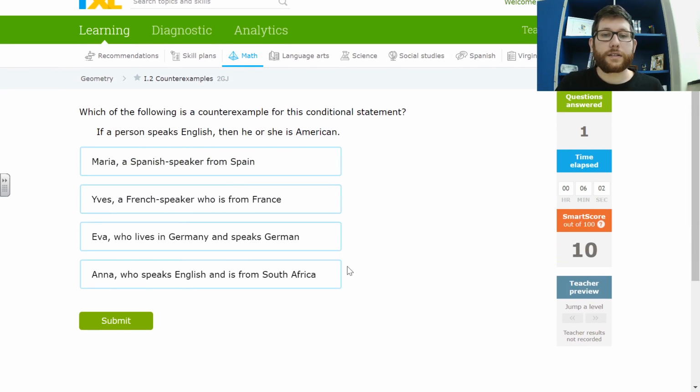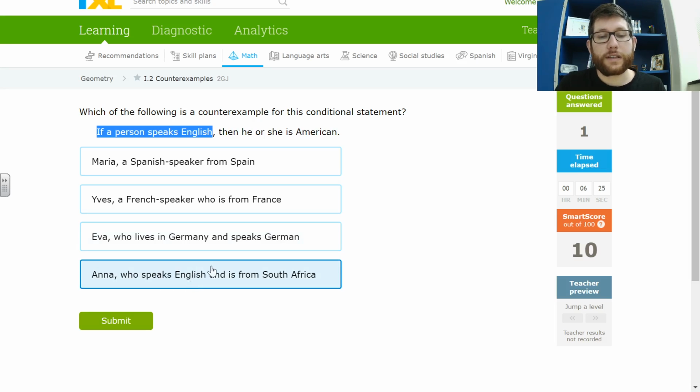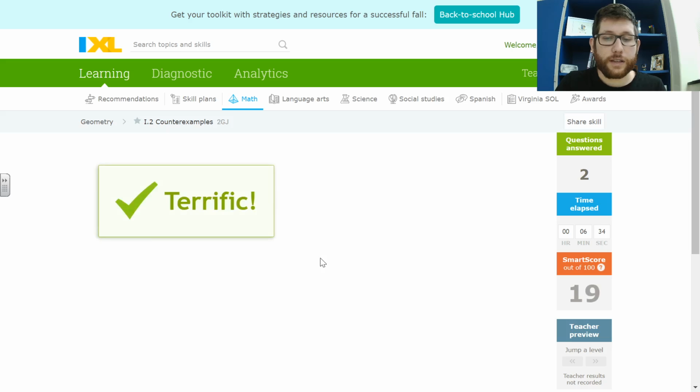Let's take a look at another example. If a person speaks English, then he or she is American. We need the first part, an English speaker. Maria is a Spanish speaker, that's no good. He's a French speaker, and I'm not even going to try to pronounce that name. Eva speaks German. And then Anna speaks English. This actually is really easy. She's the only one that proves the first statement true. Then we need the second part to be false. South African versus American, that checks out.